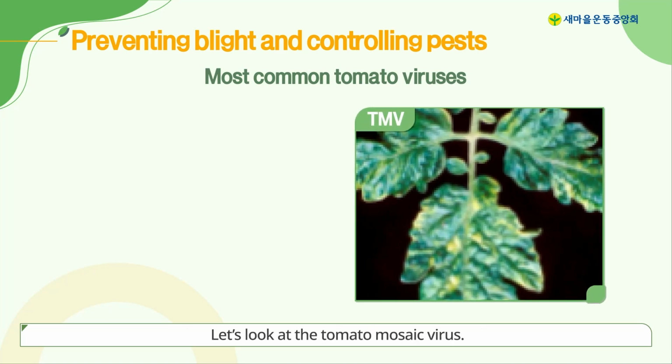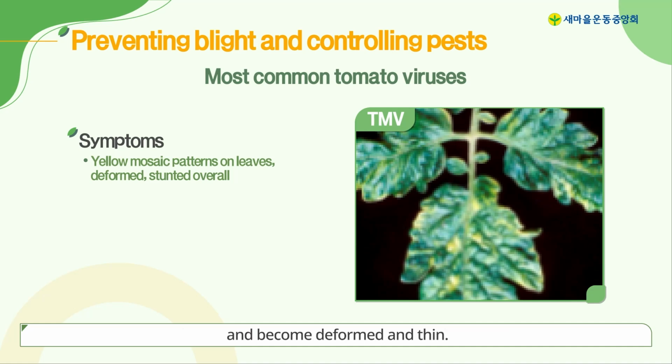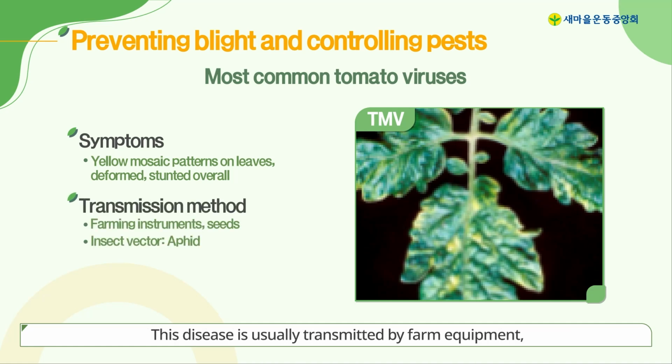Let's look at the tomato mosaic virus. If infected, the leaves show yellow mosaic shapes and become deformed and thin. Depending on the variety, new leaves wither, or stems and fruit develop necrotic lesions. In addition, fruit fails to be well colored, with one side turning brown, resulting in low production. This disease is usually transmitted by farm equipment, agricultural activities, seeds, or aphids.